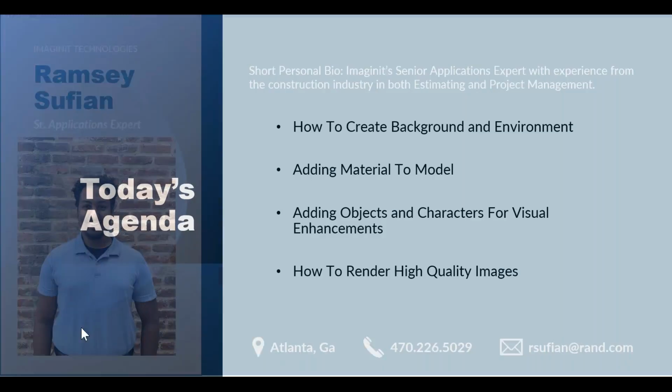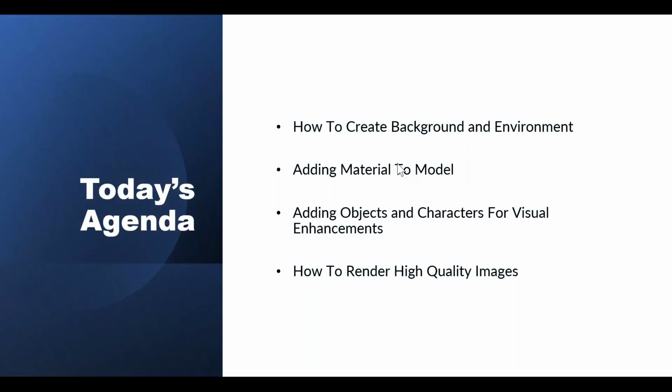Let's go ahead and get into our agenda for today. Today we're going to go over how to create your background and environment initially. Then we'll add material to our model, and then we'll also add objects and characters for visual enhancements. Then finally, we'll prepare our renderings within Twinmotion to show you the different ways you can come up with high quality images for your projects going forward. But yeah, without further ado, let's go ahead and get started.